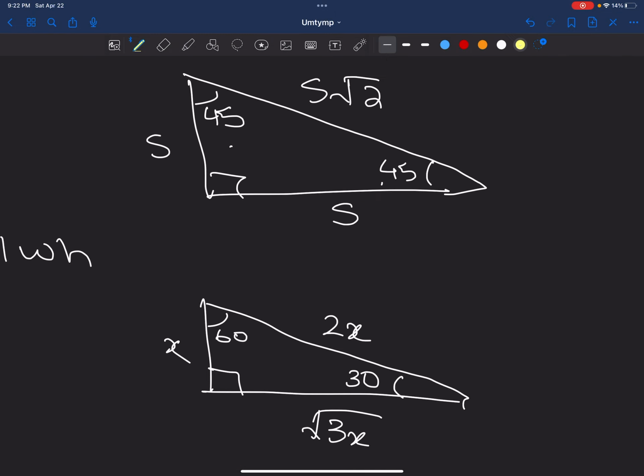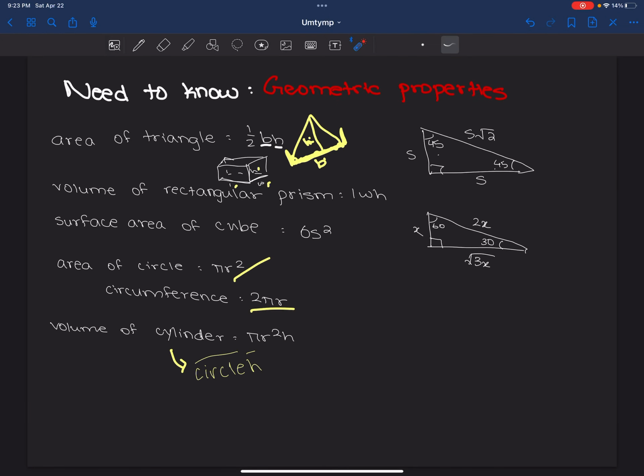And then here are the special right triangles. We have 45, 45, 90, which is S, S, S root 2, and then 30, 60, 90. The way I remember this is the one across from 30 is always normal, the one across 90 is always double, and the one across 60 is weird. And you just gotta memorize what the weird thing is. And notice that the square root goes with the 3x, not just root 3 times x.